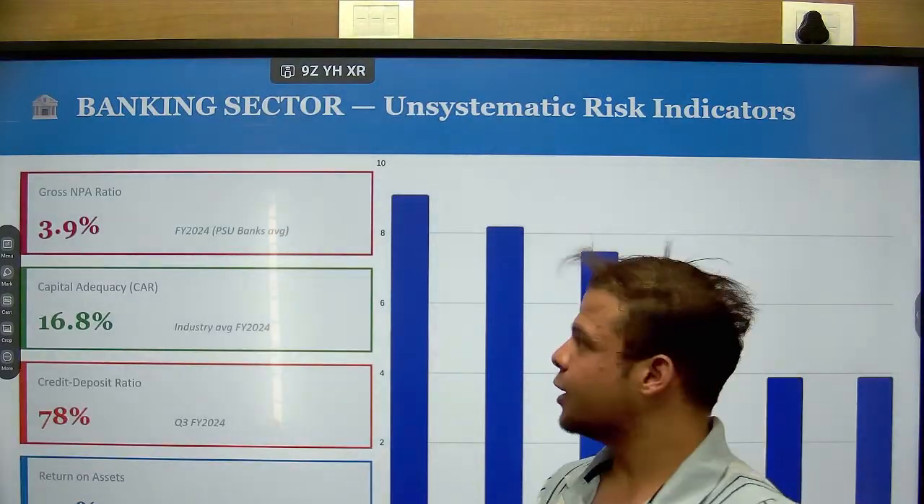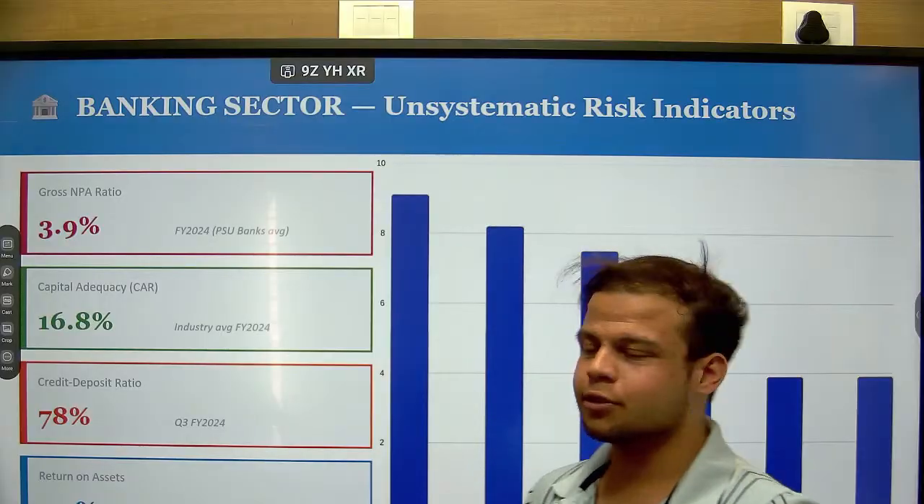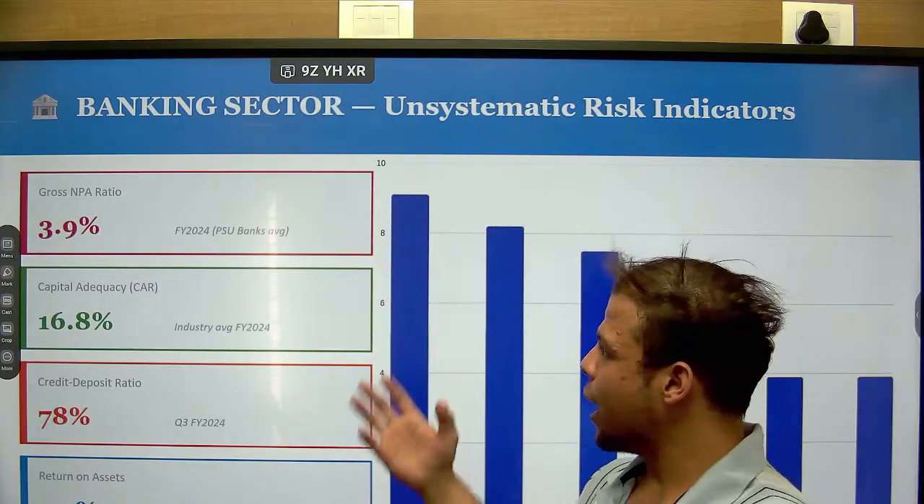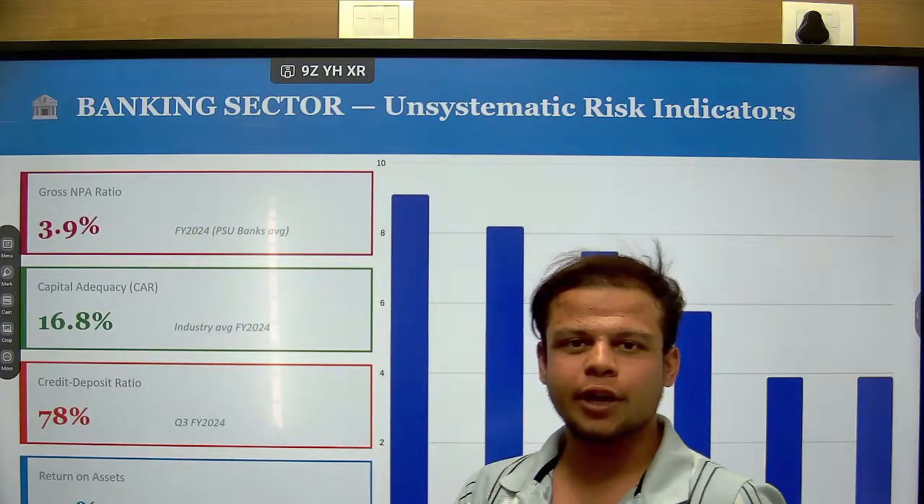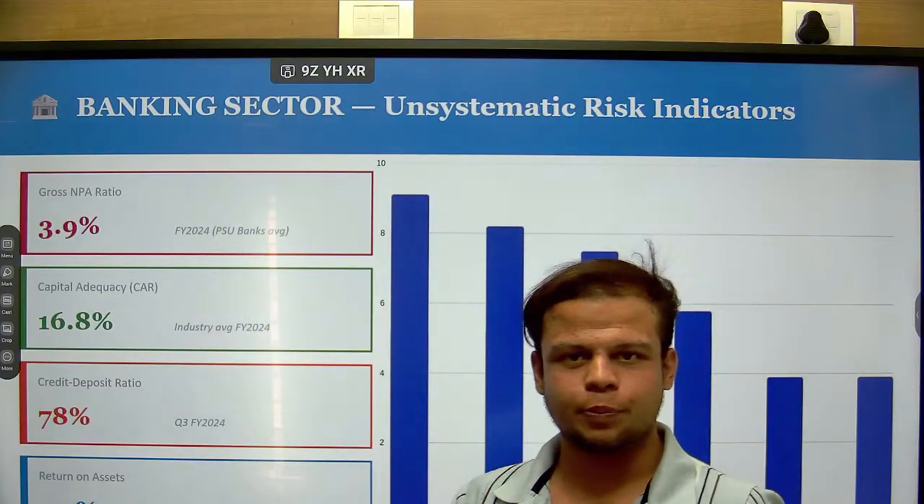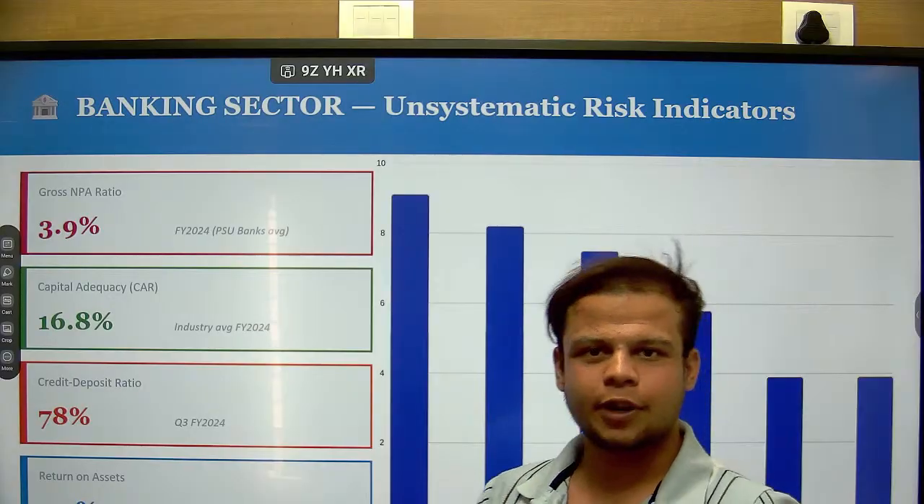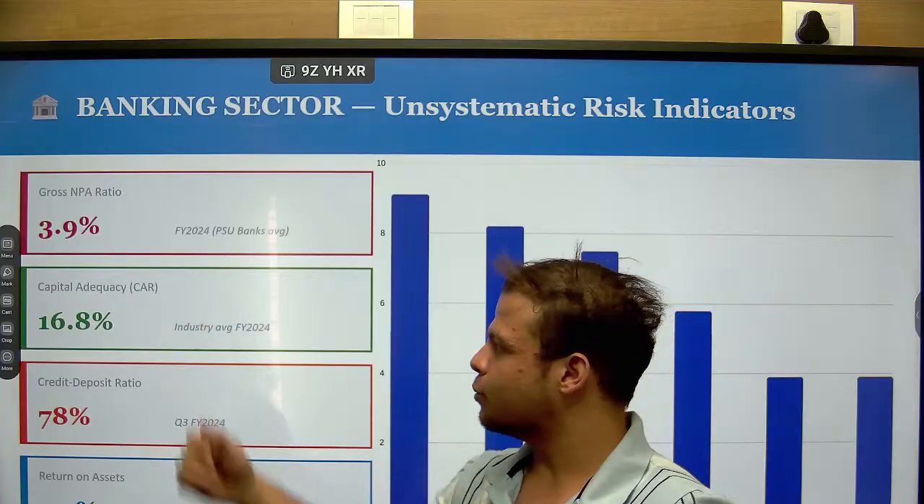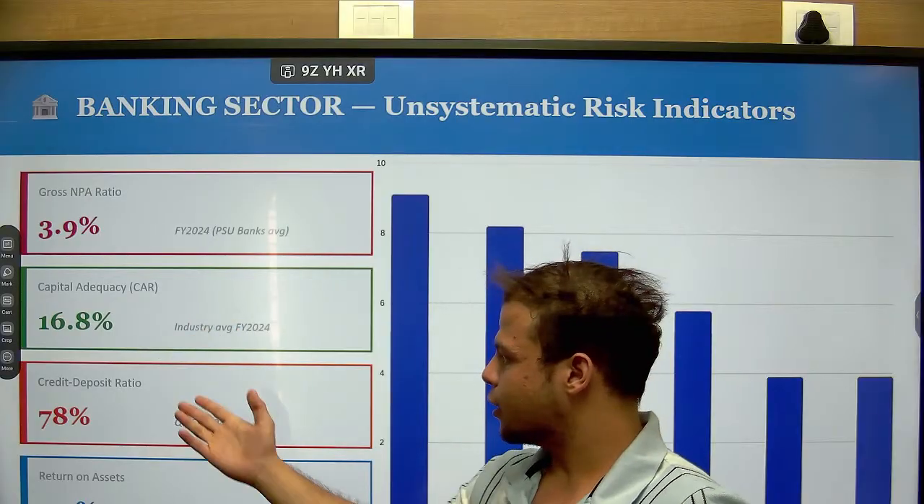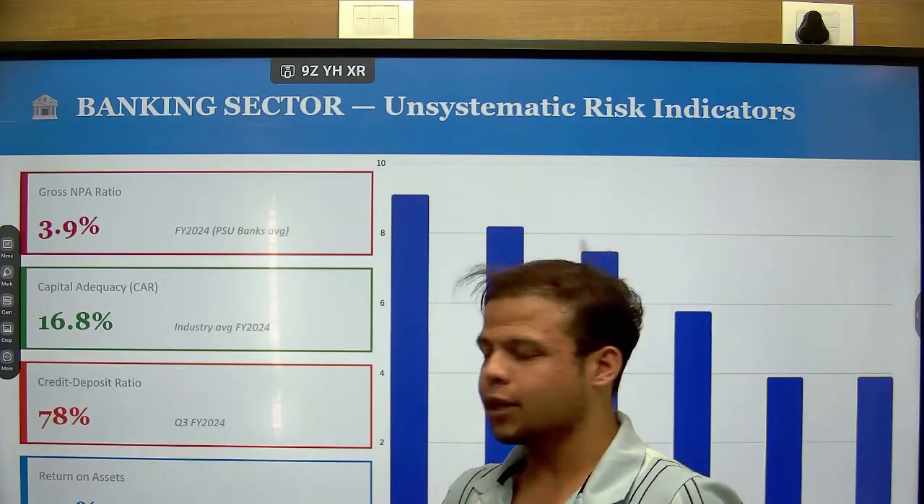As I said earlier, this is the first sector that we are choosing today: the banking sector. In the banking sector, the first thing we can see is NPAs. If there are low NPAs, then the risk is less. If NPAs are more, then the risks are more. It goes in a straight line. Next comes capital adequacy, then credit deposit ratio and return on assets.